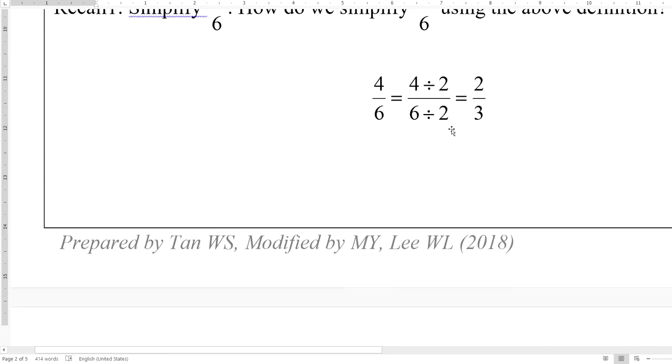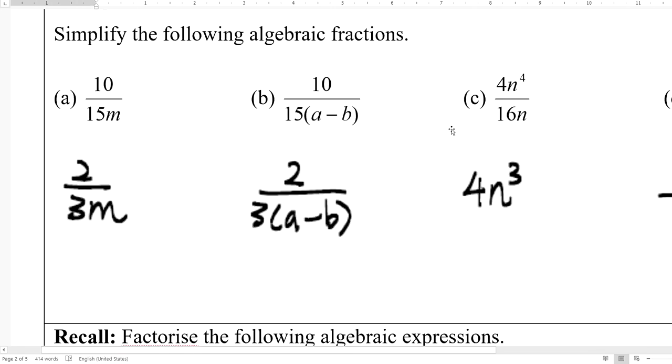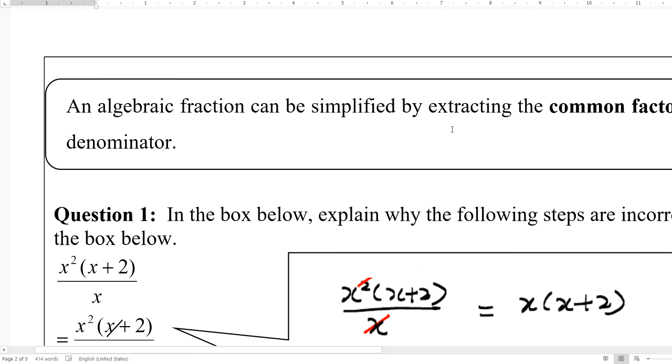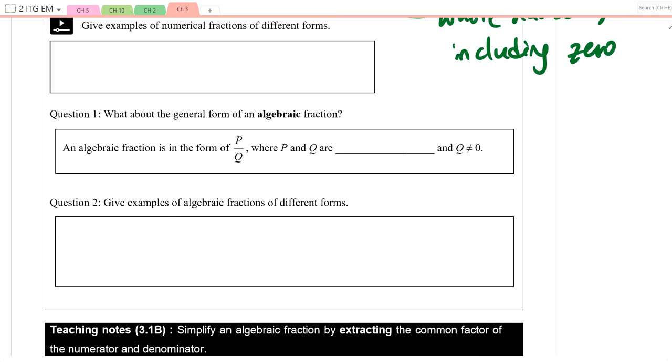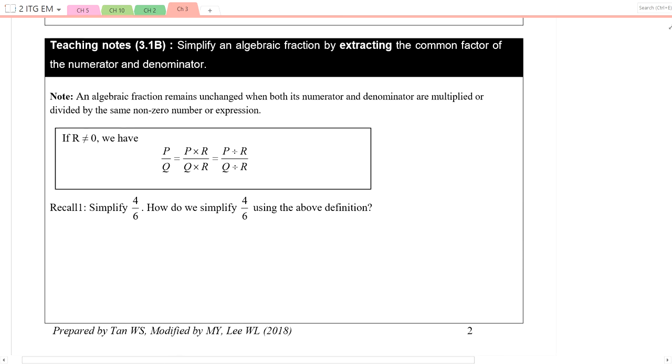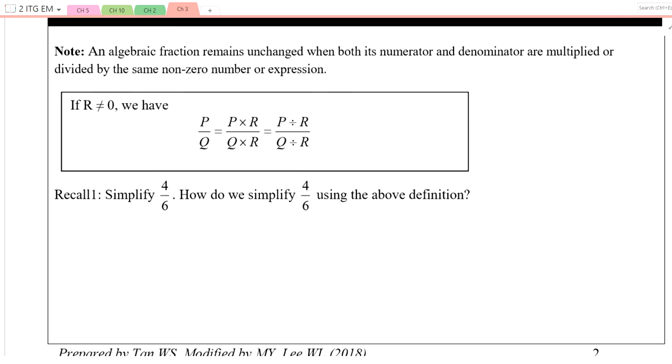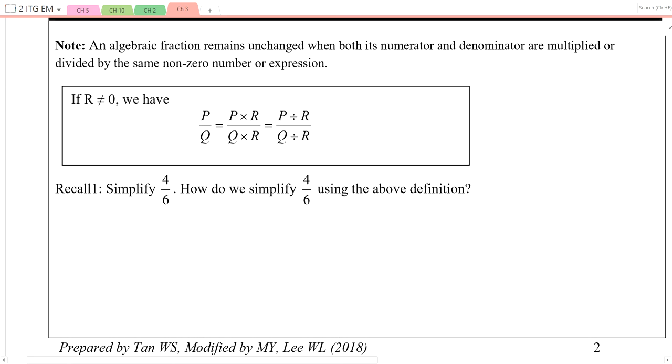Okay. I think we can move on to this. Let's do this by ourselves now. Right, an algebraic fraction remains unchanged when both its denominator and numerator are multiplied or divided by the same non-zero number or expression. What does this mean? Let me explain to you in your primary school maths.